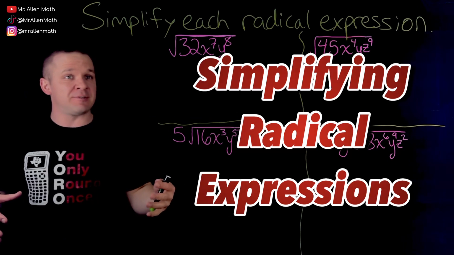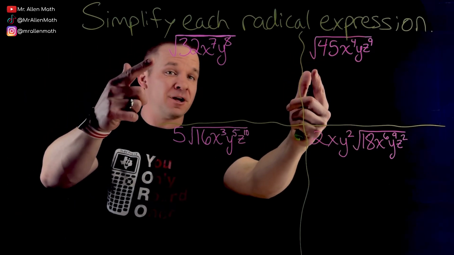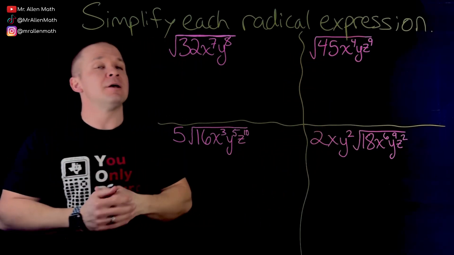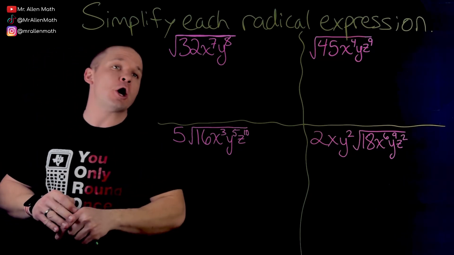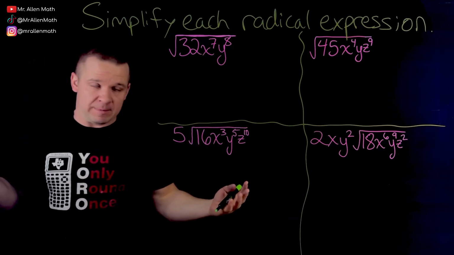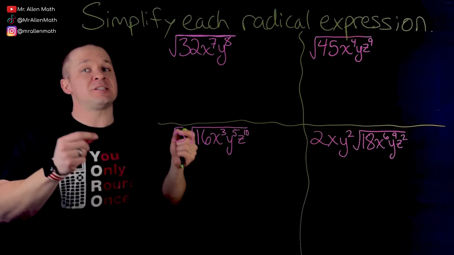And I got a few different types of examples. No coefficients out front. We got some stuff out front. All right, so let's start with the first one up here. Square root of 32, x to the 7th, y to the 8th. What do we do? Well, we're looking for pairs because it's a square root.